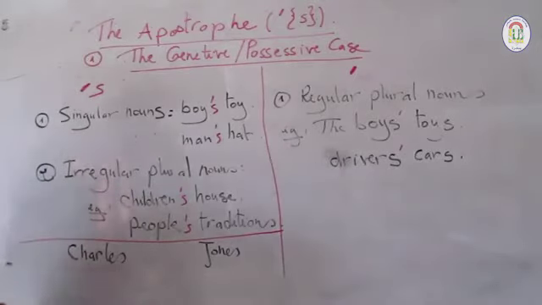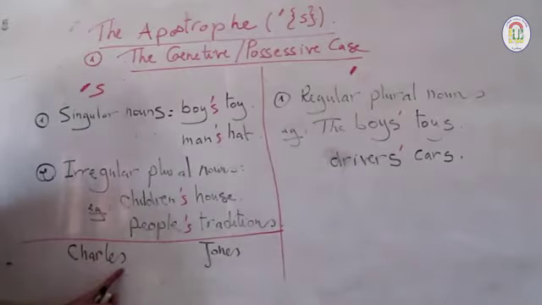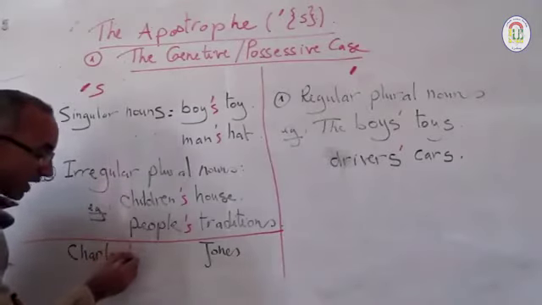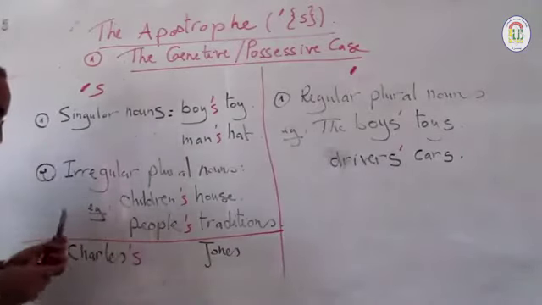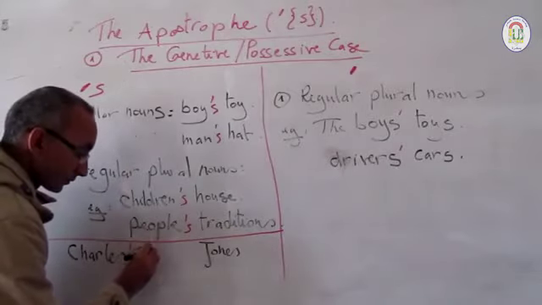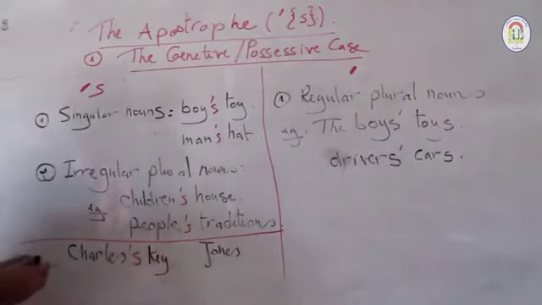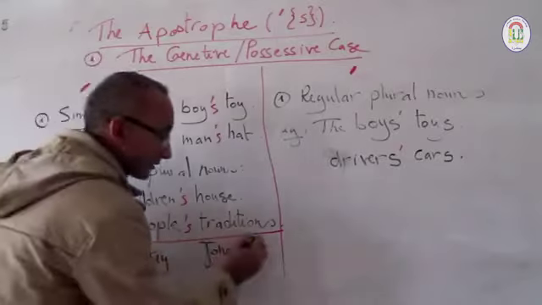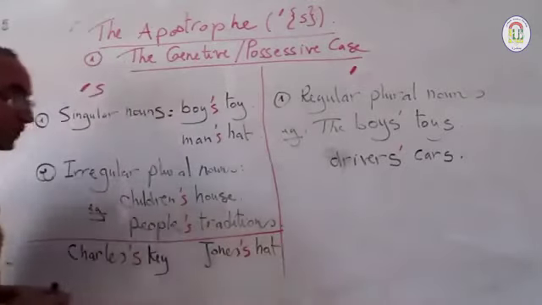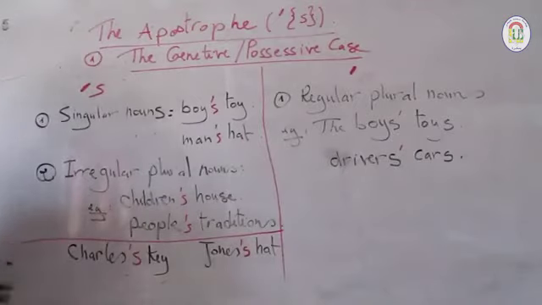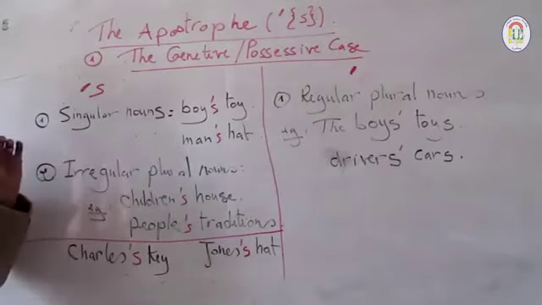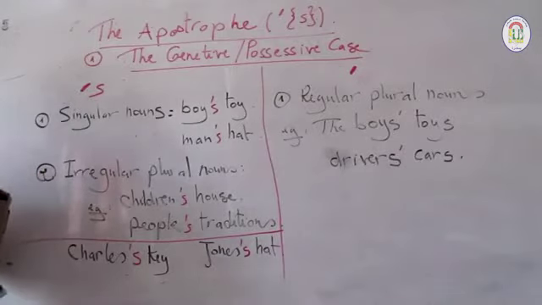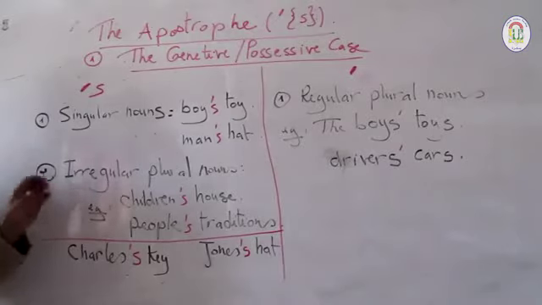So even if the singular noun ends in S, I must apply to it the same rule. So I add to it: Charles's key, Jones's hat. So here we must always put apostrophe S at the end of any singular noun to express the possessive case.